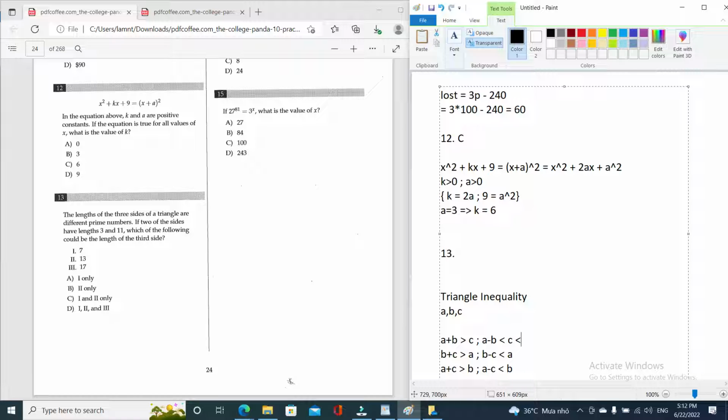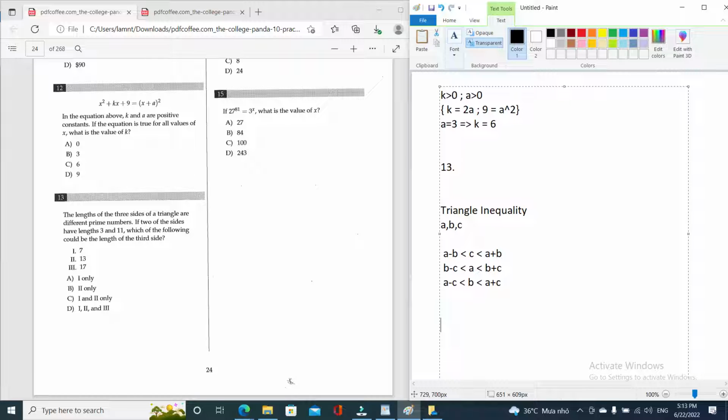Let's write it in a more condensed form. The inequality is the same, but we write everything into one inequality, so it's easier to represent. C is between the difference and the sum of A and B. A is between the difference and sum of B and C, and B is between the difference and sum of A and C.